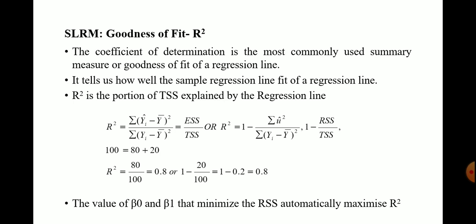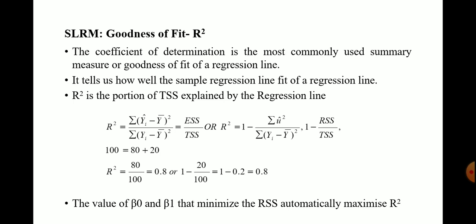Okay, then after finding out the y cap, you just subtract y bar from each y cap and square it. It is known as ESS. Then R square is nothing but the ESS divided by TSS, or the ratio of the explained sum of squares to the total sum of squares. Or you can find it using the RSS also. That means 1 minus sigma u cap square divided by sigma y minus y bar square, or 1 minus RSS divided by TSS.